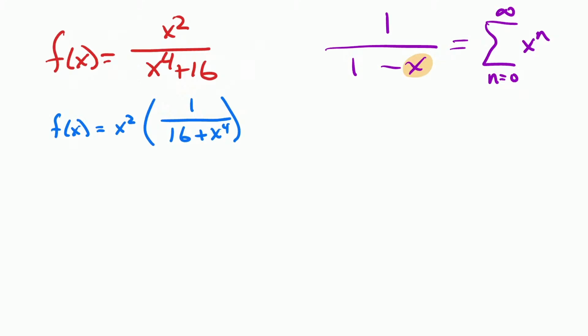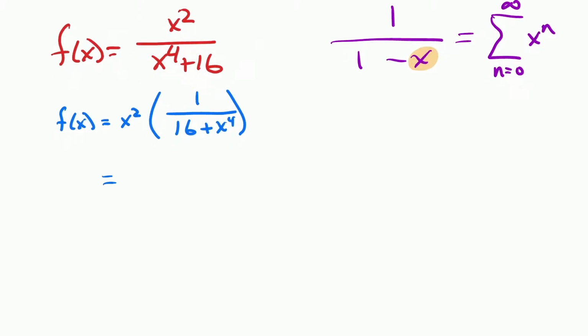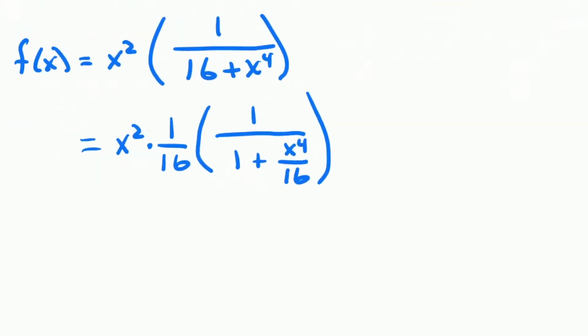I don't like the 16 though, so that's my next job. So here's how I'm going to do that, is I'm going to factor out 1/16. How do you do that, you might say? Well, here's how I do it. There we go. It might take you a minute to realize, wait, that's the same as, yes, it is. Multiply 16 times 1, you get 16. Multiply 16 times this, you get x to the fourth. All right, now we're doing well because we're almost there.